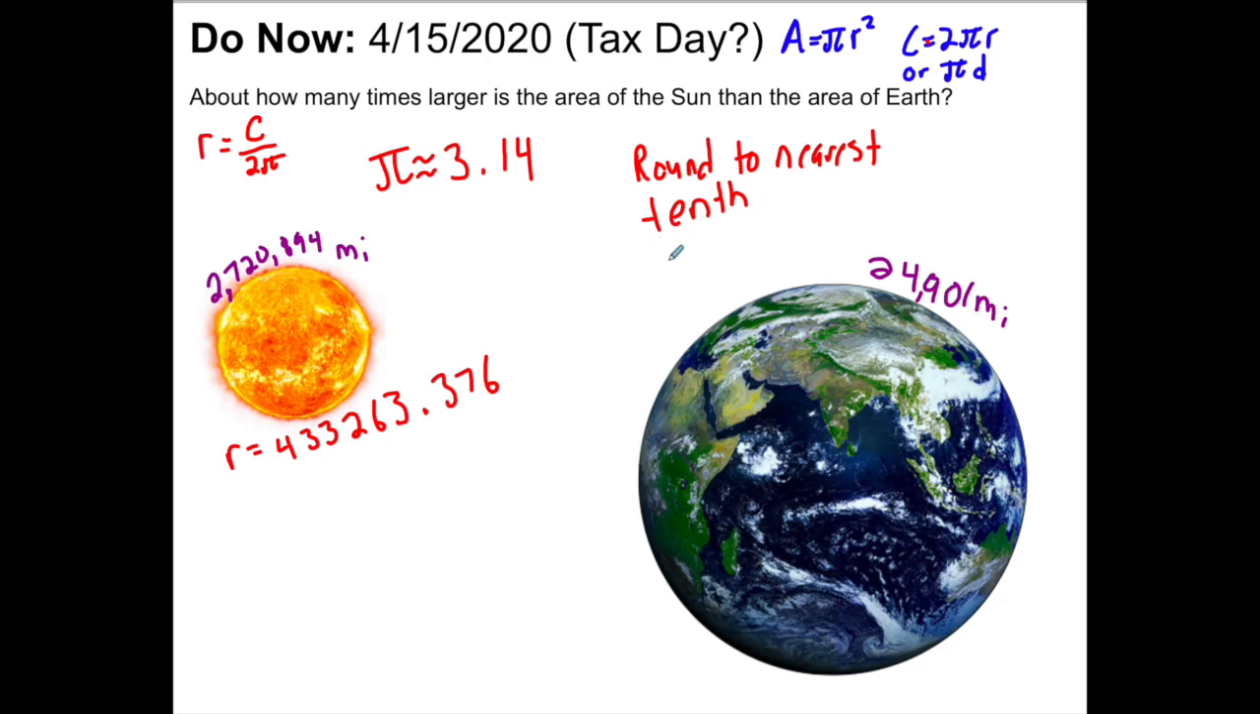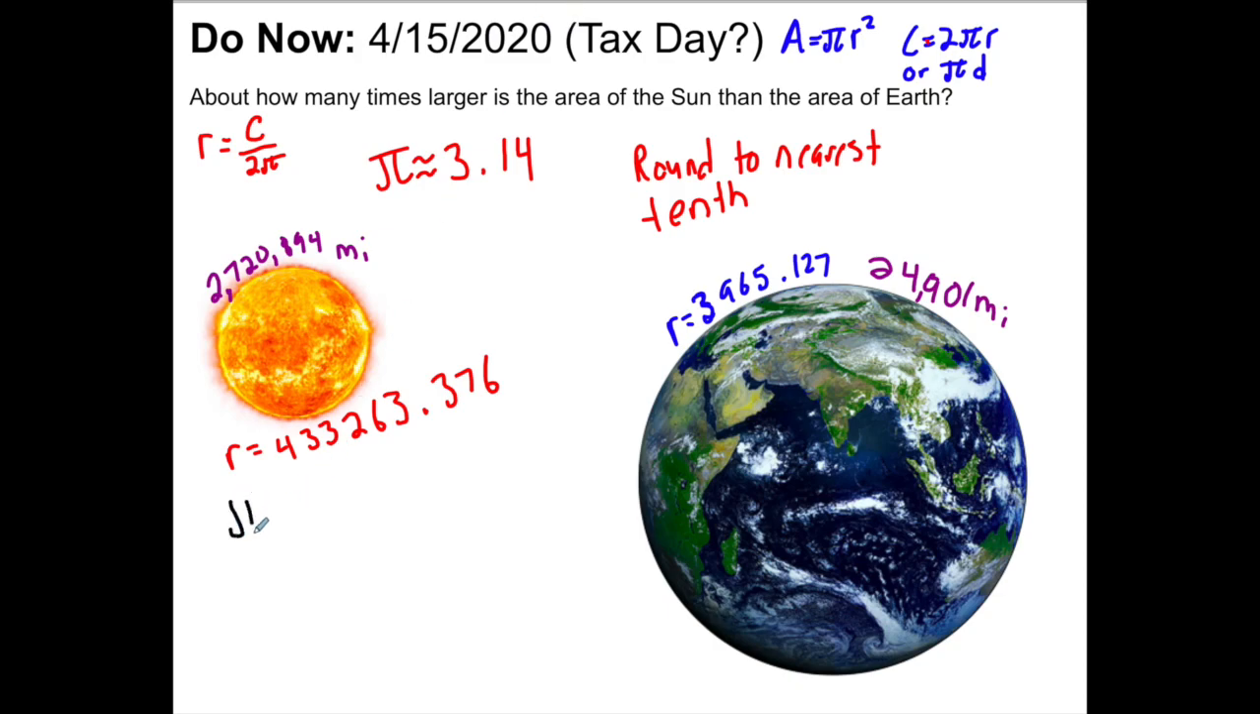Remember what we talked about previously. Over on the Earth, 24,901 divided by 2 pi, or in this case 6.28. I get this radius is 3,965.127.